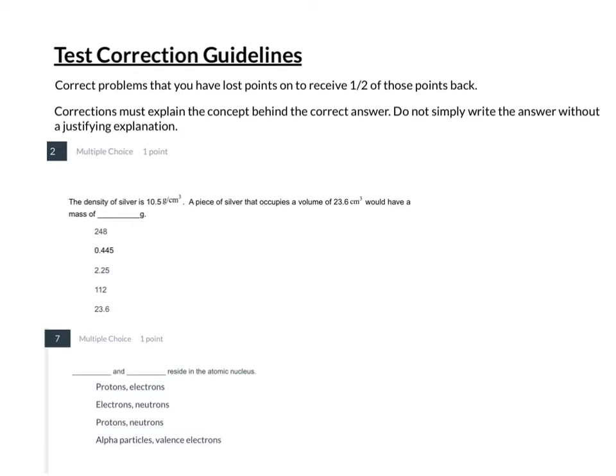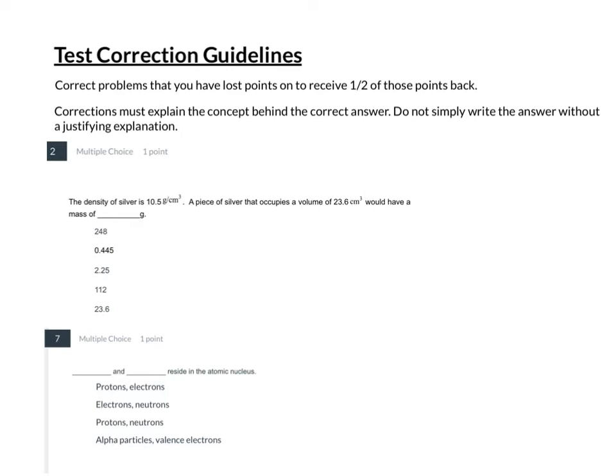So here I'm going to go through how you should complete your test corrections to receive full credit. Okay, so first and foremost, with these corrections, the deal is this. You're going to correct the problems that you've lost points on to receive half of those points back. But you have to do it correctly to receive those points back.